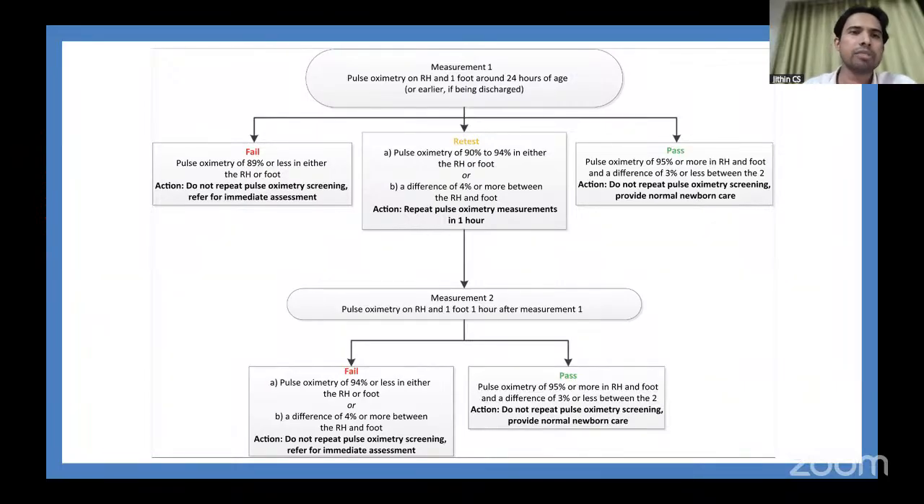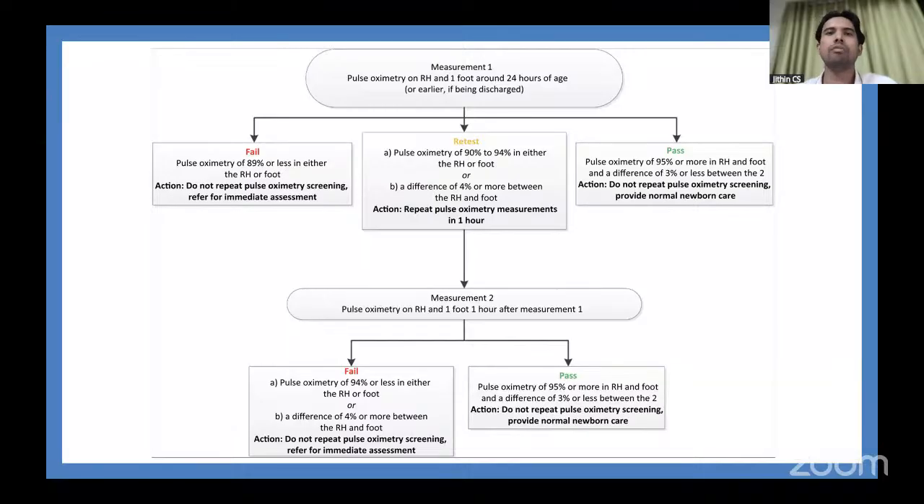When it is called as failed, if any of the limb saturation is less than 90%, it is a fail, and in such a case we need to directly go for further investigation, which can be a consultation with a pediatric cardiologist, doing an echo, or evaluating for non-cardiac conditions.